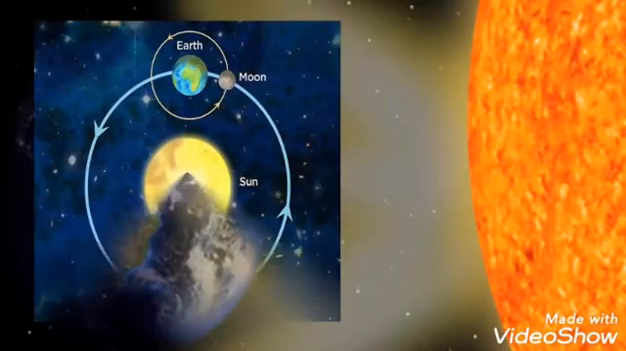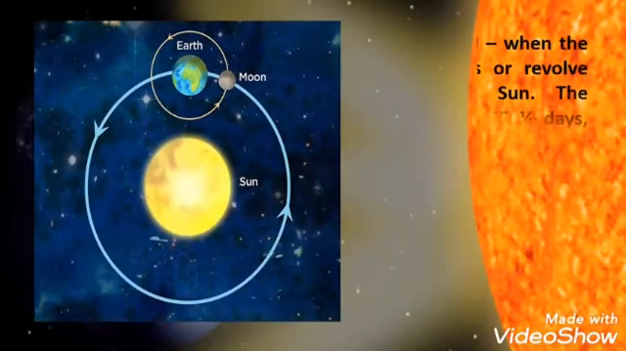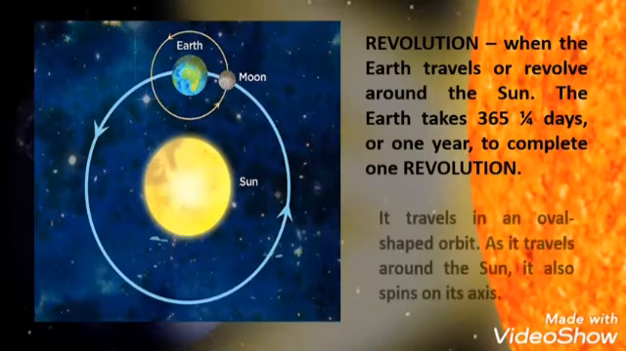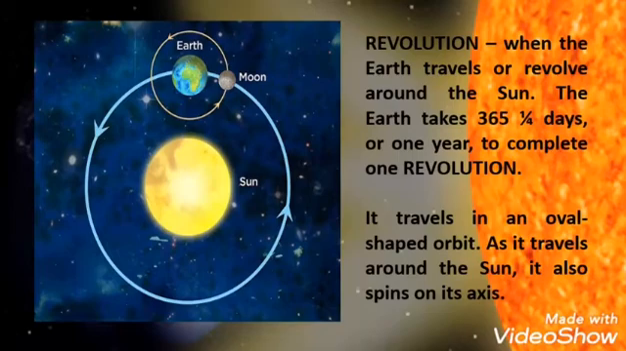The Earth travels around, or revolves around, the Sun. The Earth takes 365 and 1/4 days, or 1 year, to complete one revolution. It travels in an oval-shaped orbit. As it travels around the Sun, it also spins on its own axis.